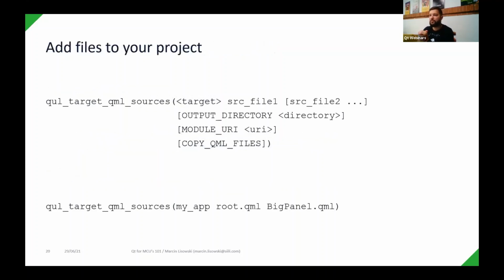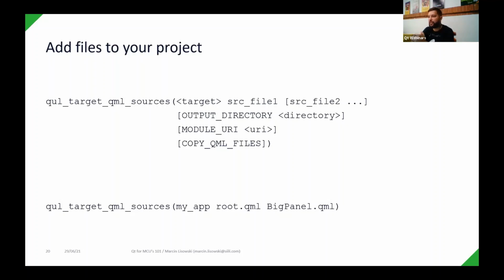How to add the QML files to your project? There is a macro Q target QML sources. You're providing the target from the CMake and the list of the QML files that you are going to add to your application. It also supports some optional arguments like output directory. And this will change the default directory in which the artifacts for the compilation will be held. You shouldn't use that.